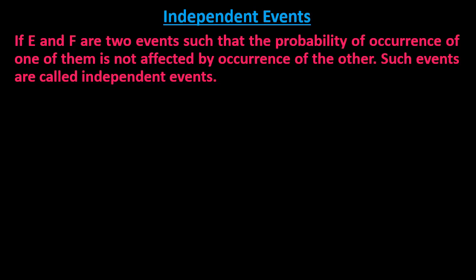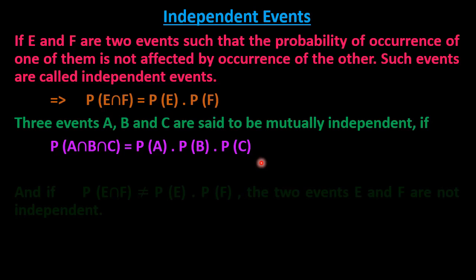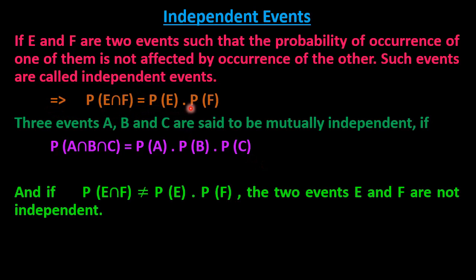And the formula for independent events is P(E intersection F) equals the product of the probability of each of the events, that is P(E) into P(F). So if we consider three events A, B, C, then P(A intersection B intersection C) equals P(A) into P(B) into P(C), which is the product of the probabilities of the three events. If the events are not independent, then this formula will not hold. So for mutually dependent events, P(E intersection F) is not equal to P(E) into P(F). So this should be kept in mind.